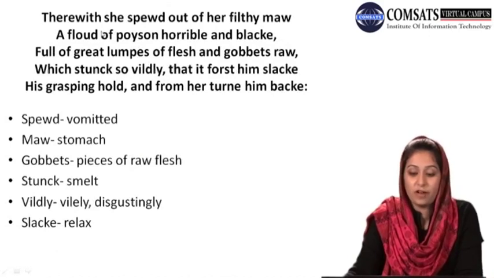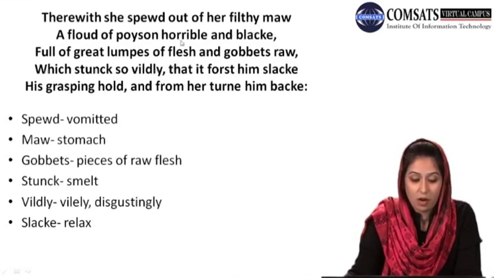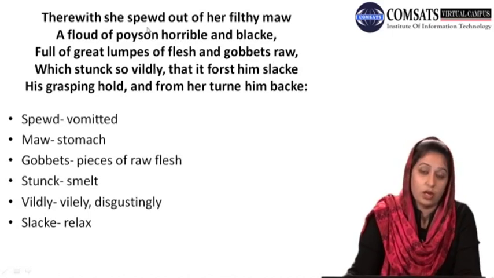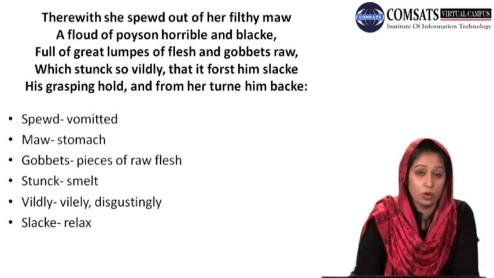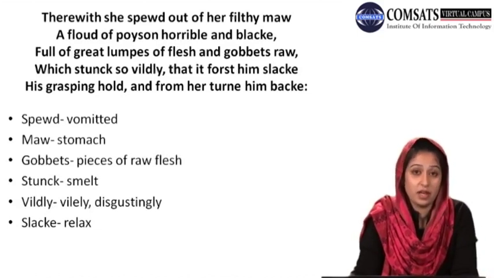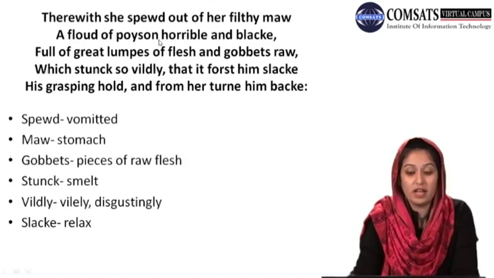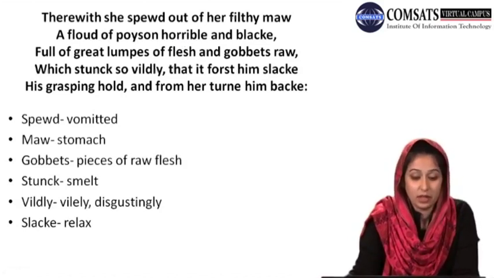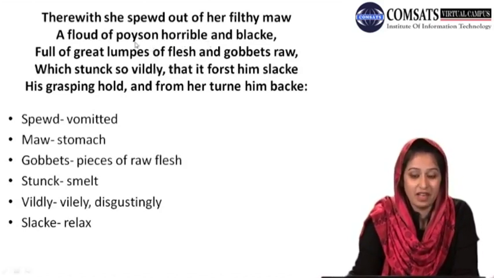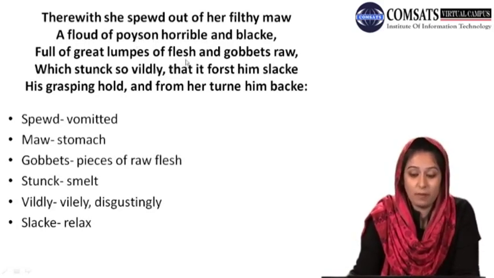"Therewith she spewed out of her filthy maw." Maw is the stomach. Filthy is dirty, very bad. Spew out is to vomit out. Since the knight had got hold of the monster's stomach, she vomited out from her dirty stomach a flood of poison, horrible and black. She vomited out a poison, a very horrible and black material, "full of great lumps of flesh and gobbets raw."